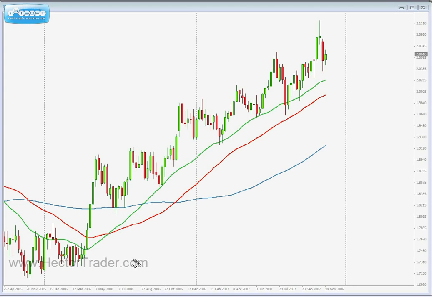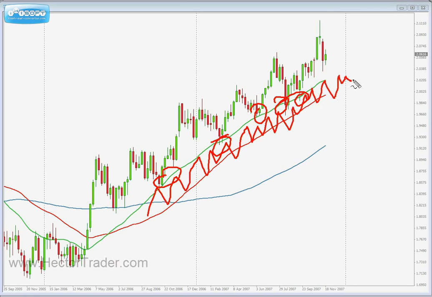By the way, this is the dynamic area of support. Since we're in an uptrend, it will be called resistance if we were in a downtrend. Every time price pulls back to the dynamic area of support, the enormous amount of buy limit orders, in order to go long, are enough to hold price below.